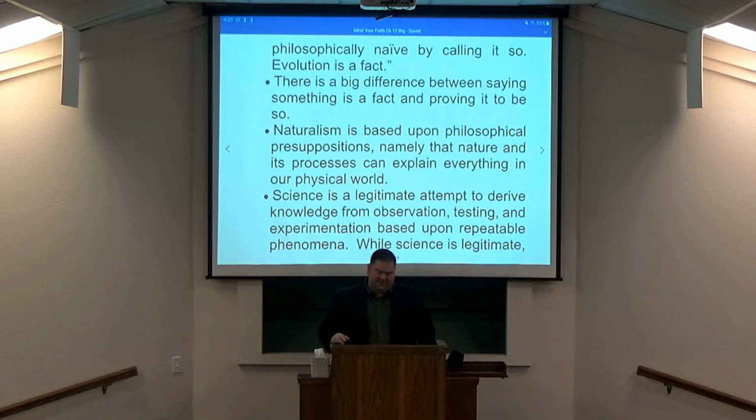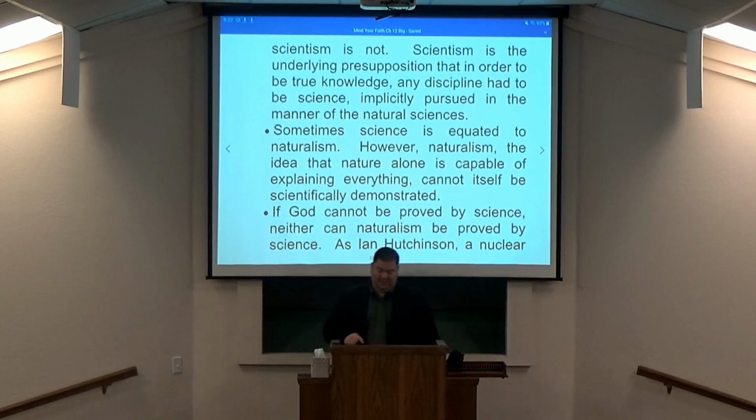Naturalism is based upon philosophical presuppositions, namely that nature and its processes can explain everything in our physical world. Science is a legitimate attempt to derive knowledge from observation, testing, and experimentation based upon repeatable phenomena. There's nothing wrong with science. While science is legitimate, scientism is not. Scientism is the underlying presupposition that in order to be true knowledge, any discipline had to be science, implicitly pursued in the manner of the natural sciences. And if it's not pursued in that manner, then it's not real knowledge. It's illegitimate knowledge. Thoughts or comments through the point so far?